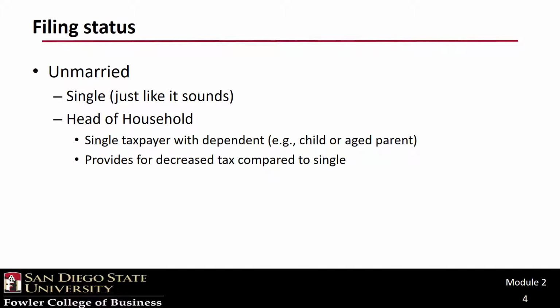Unmarried individuals have 2 categories, not including surviving spouse mentioned previously. The first is single, that's just like it sounds, and then number 2 is head of household. So these come with their own rate tables and standard deductions. Head of household is a category for unmarried individuals that care for dependents. For example, something like a single parent.